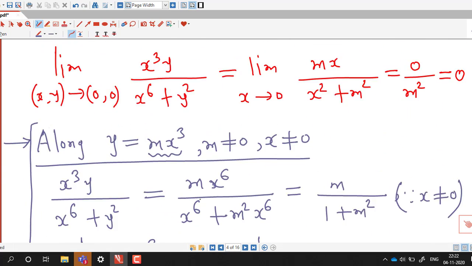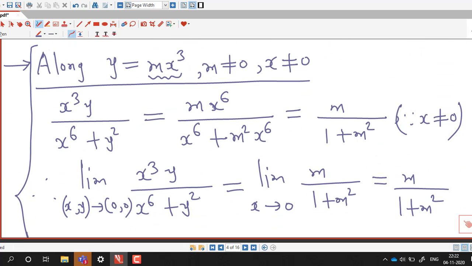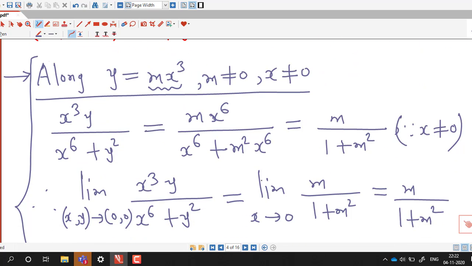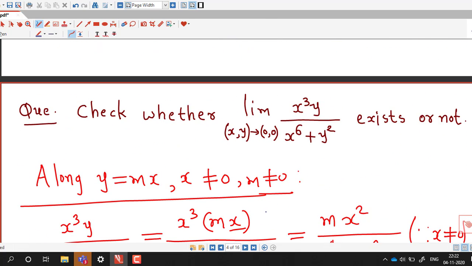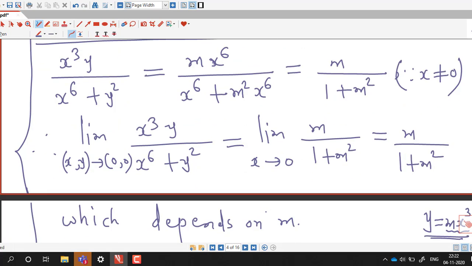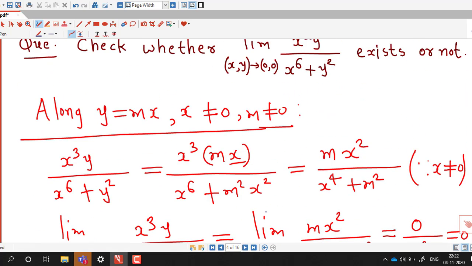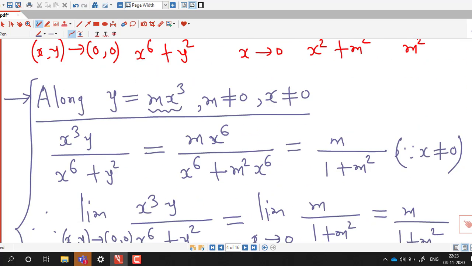So if you are able to identify that along this path you will have different limits depending on different values of m, then you can directly try y equal to mx cube. And if you are not sure, then you can try in sequence. First we put y equal to mx, then y equal to mx square, or we can try for x equal to my square. Similarly, y equal to mx cube, then x equal to my square, and so on. But if we are getting same limit along these 3 or 4 different families of curves, then from that we cannot say that limit exists.